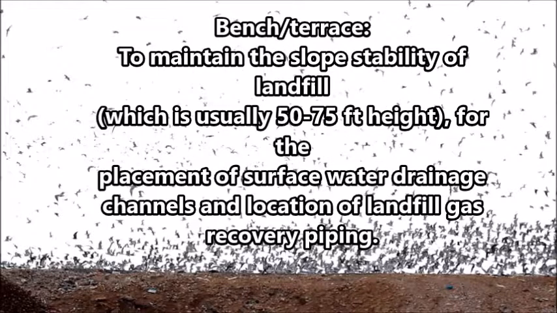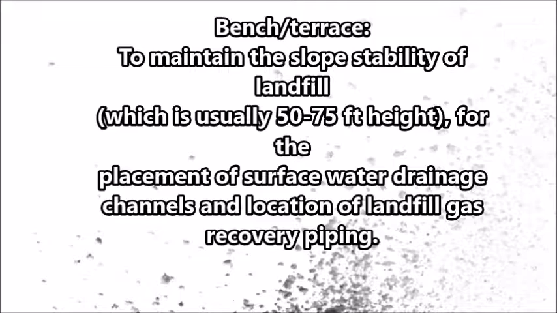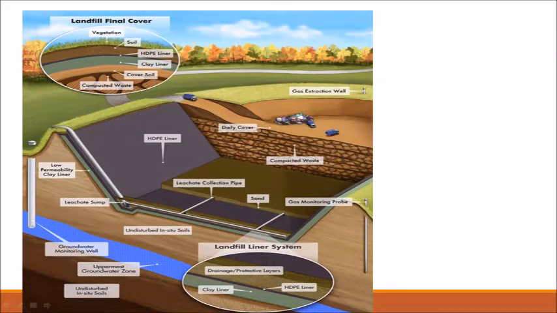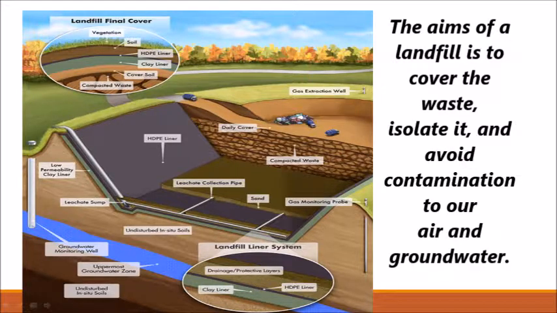Bench terrace: to maintain the slope stability of the landfill, which is usually 50 to 75 feet high, for the placement of surface water drainage channels and location of landfill gas recovery piping. Leachate: liquid that is collected at the bottom of the landfill and contains a variety of chemical constituents derived from the chemical and biochemical reactions occurring in the landfill. The aim of a landfill is to cover the waste, isolate it, and avoid contamination to our air and groundwater.